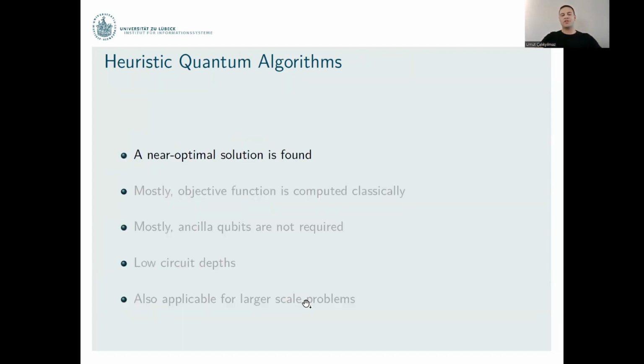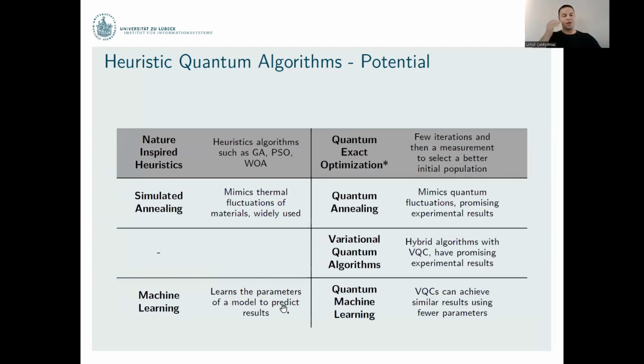Now let's look at heuristic quantum algorithms. With these algorithms, a near optimal solution is found, and mostly the objective function is computed classically, so mostly we are not going to require ancilla qubits. These algorithms also have low circuit depths, so they can also be applied for larger scale problems. Now let's see their potential.